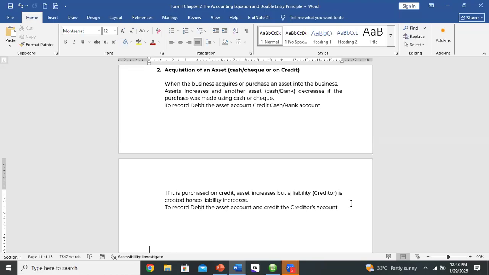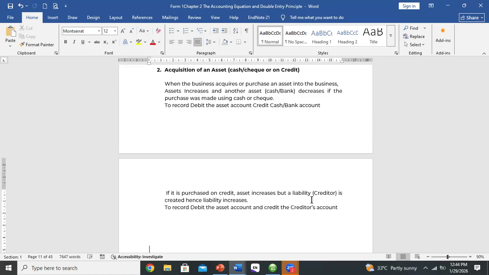But if they didn't pay, which means it was on credit, then a liability is created. Because we didn't pay, we now owe. And anytime you owe, a liability is introduced. So the liability there becomes who? The creditor. The creditor of that asset. So a liability has been introduced, and if a liability has been introduced, it means the liability is increasing. Because first, you were not owing, now you owe. Because you purchased the asset on credit, your liability will increase. And if liabilities increase, what do we do? We credit.